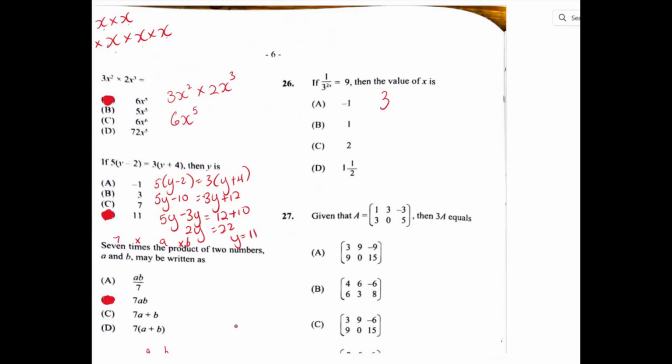So working wise, I said something wrong. 1 over 3 to the 2x is actually 3 to the negative 2x. That's what I meant to say. And 9 is 3 squared. Once these base numbers are the same, I can just ignore them and deal with the powers only. So negative 2x will be equal to 2. And that means x is equal to negative 1.